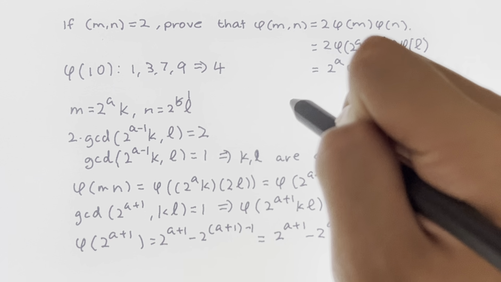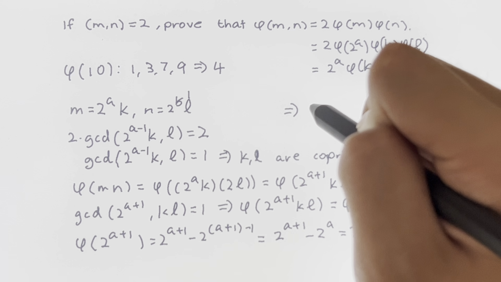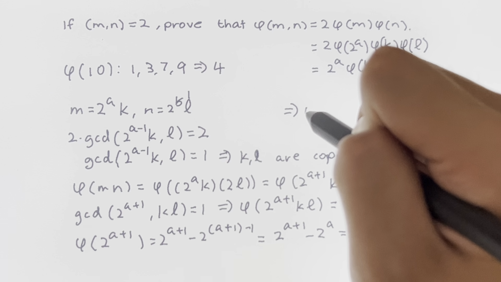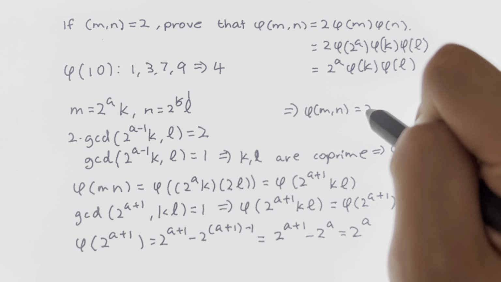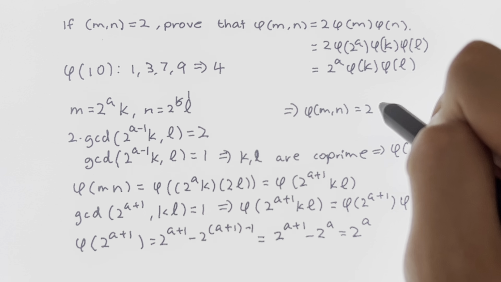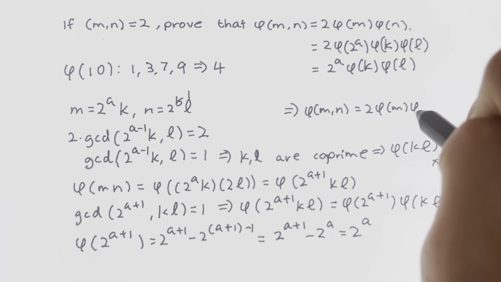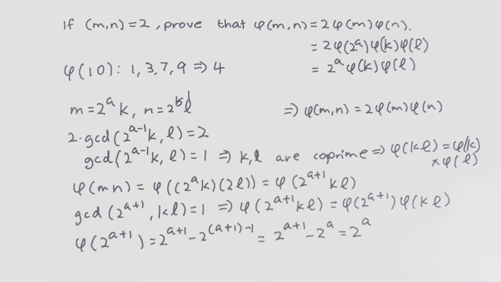So we have the result that the Euler's totient of mn equals 2 times the Euler's totient of m times the Euler's totient of n. And the proof is complete.